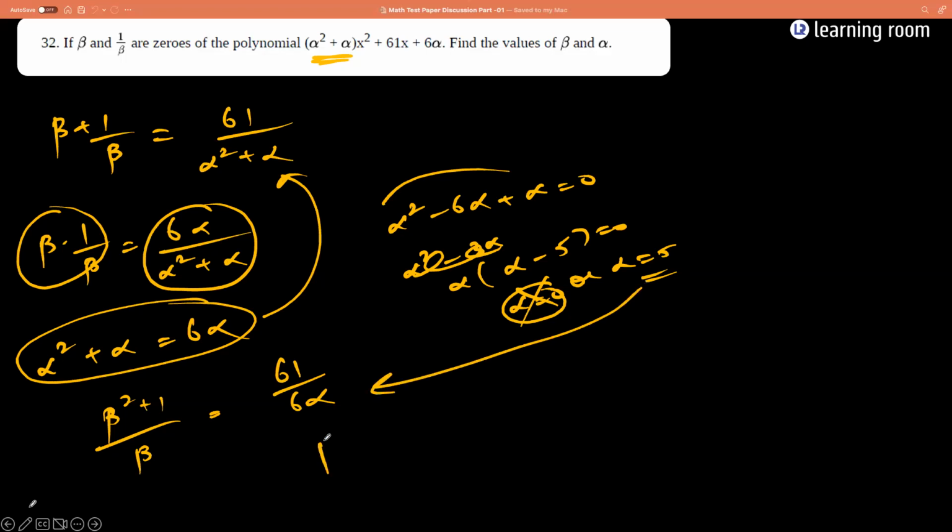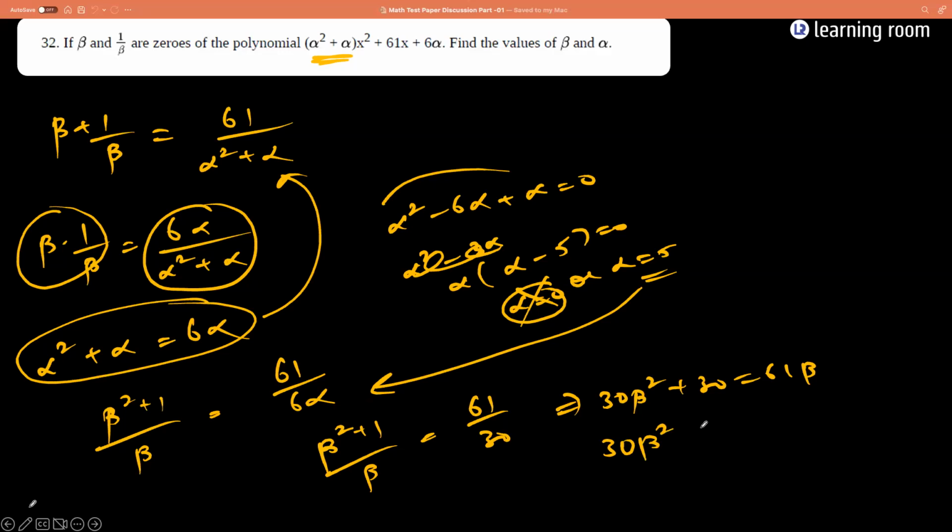If I substitute 5 here, then I'll get beta plus 1 by beta is equal to 61 by 30. That implies 30 beta square plus 30 is equal to 61 beta. So 30 beta square minus 61 beta plus 30 is equal to 0. So how to solve this? Sir, I use the quadratic formula. Yeah, you can use it. So what is the answer you got? Minus 5 by 6 and minus 6 by 5.